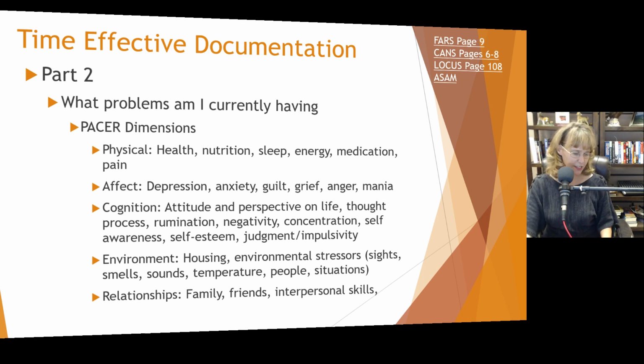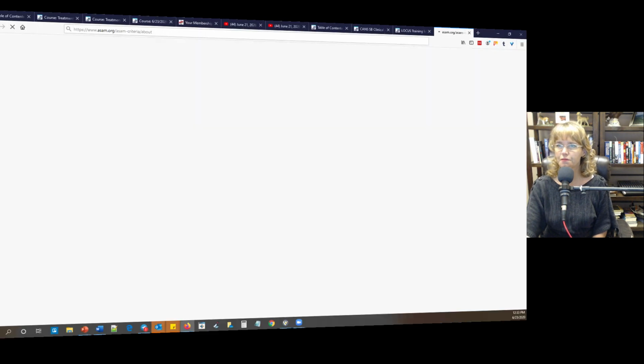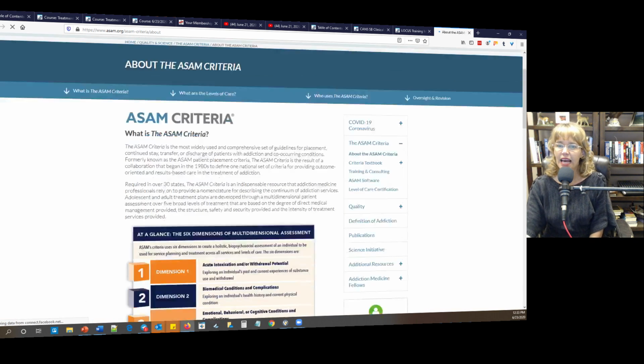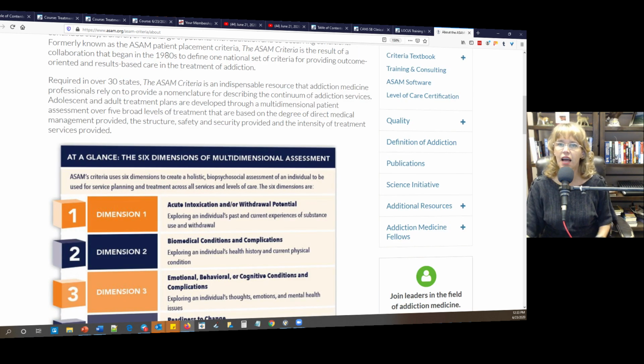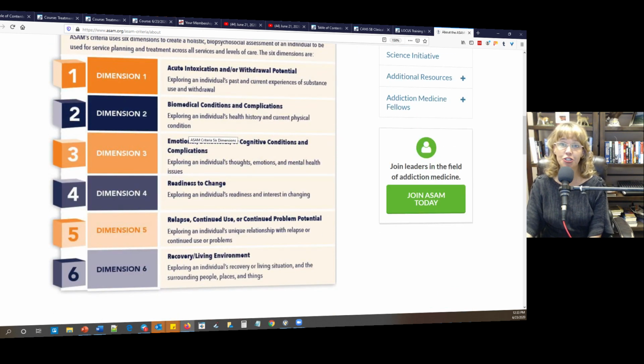And finally, y'all know my favorite, the ASAM. The ASAM is a very quick and easy measure to use. It measures people's needs for treatment in 6 different dimensions. They're in acute intoxication or withdrawal potential, obviously, if you're dealing with somebody who has substance use issues.